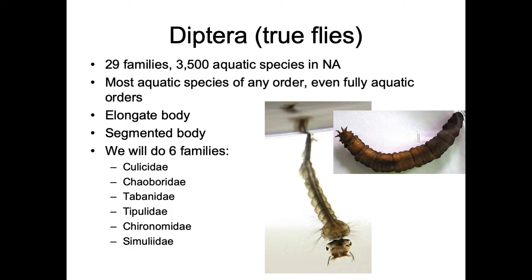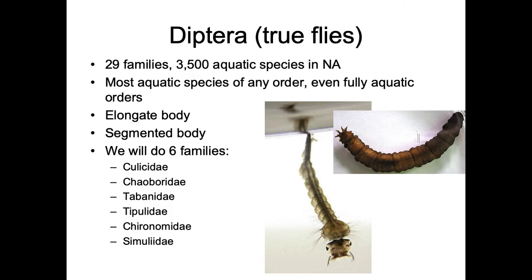There are 29 different families, so we're only going to do 6 of those. And some of these are going to be things you're going to be relatively familiar with. You might not be familiar with what they look like underwater as larvae, but you're probably going to be familiar with at least some of these, what the adults look like.